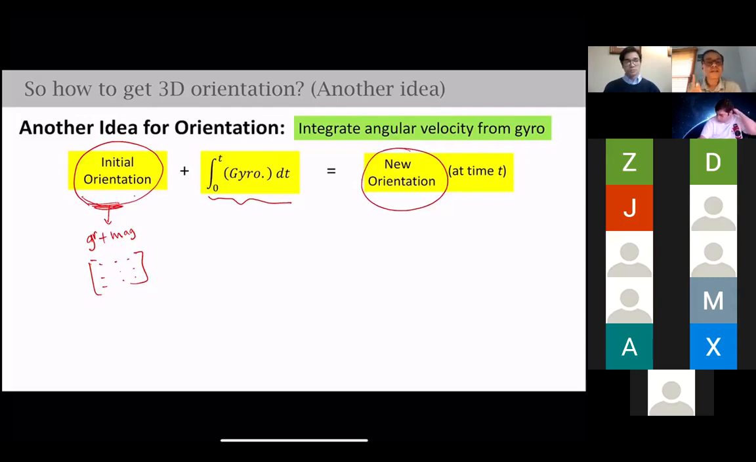But why is this good? This is good because I'm not relying on gravity.